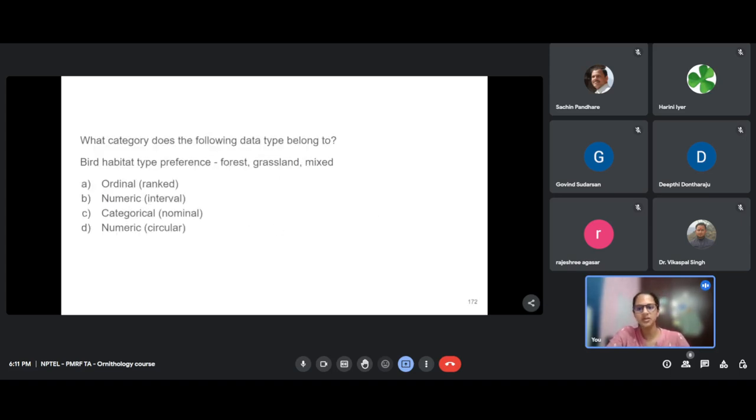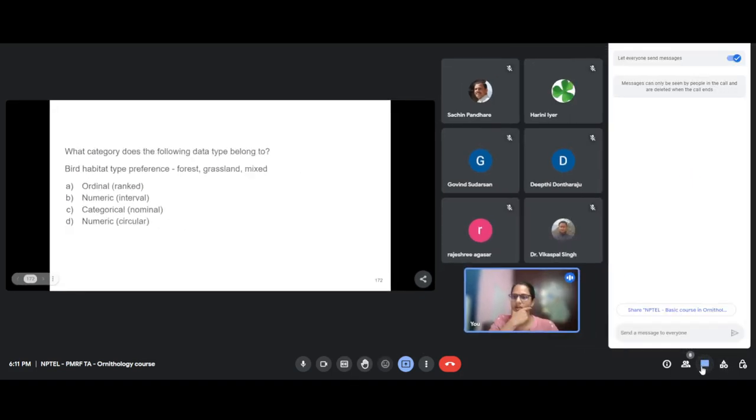There are various types of data, and we'll answer a number of MCQs to see what type of data is listed here and what class it belongs to. Bird habitat type preference, whether it's forest, grassland, or a mixed type of habitat, is: ordinal data, which is ranked numeric data that has intervals, categorical nominal data, or numeric circular data.